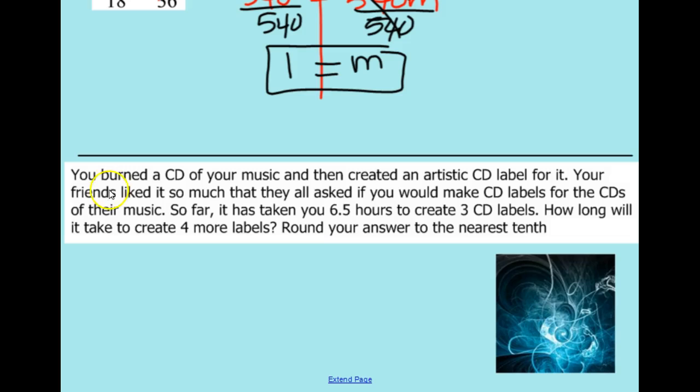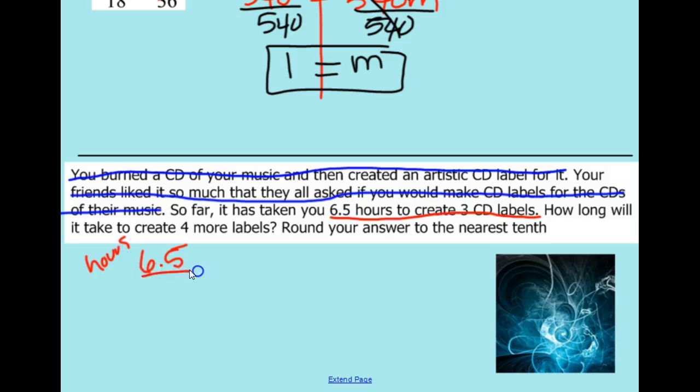Alright, last one, solving proportions. You burned a CD of your music and then created an artistic CD label for it. Cool, but we don't really need it. Your friends liked it so much they all asked if you would make CD labels for the CDs of their music. Again, cool, but we don't really need that. So far, it has taken you 6.5 hours to create 3 CD labels. That information goes together. We can write it as a fraction. It's going to take you 6.5 hours to do 3 CD labels.